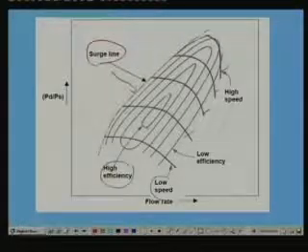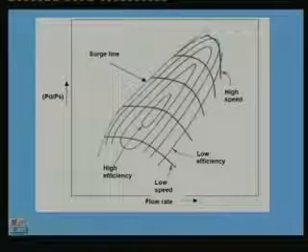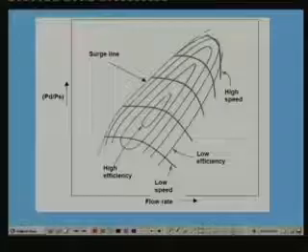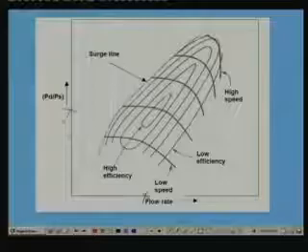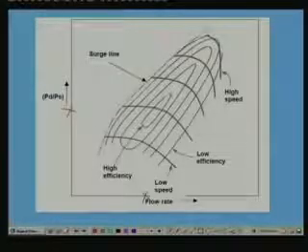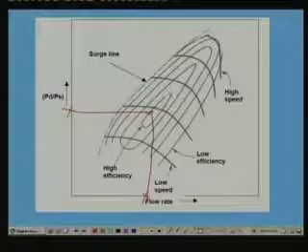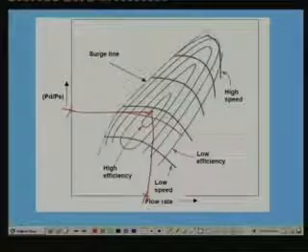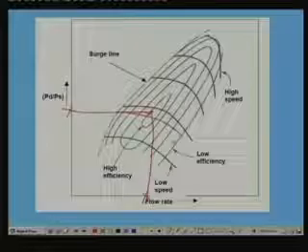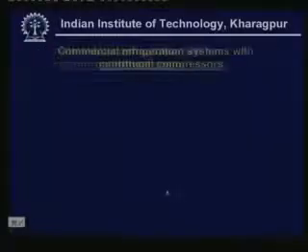So this figure is very useful. For example, let us say that at a particular flow rate, and you know the pressure ratio, then you can find out what efficiency you can expect and what is the required speed. That means given any two parameters you can find out the other parameters using these curves. They are very useful performance curves, and these I have already explained.